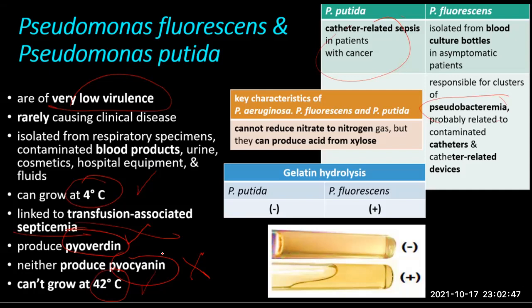And then the key characteristics of P. aeruginosa, fluorescens, and putida: they cannot reduce nitrate to nitrogen gas, but yes, they can produce acid from xylose. And then what else? Gelatin hydrolysis can be used to differentiate the two species from each other. So putida is negative while fluorescens is positive. So this one is the positive, and for the negative, there's no hydrolysis.